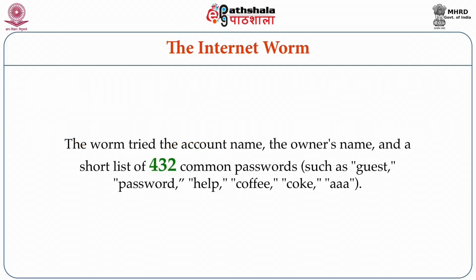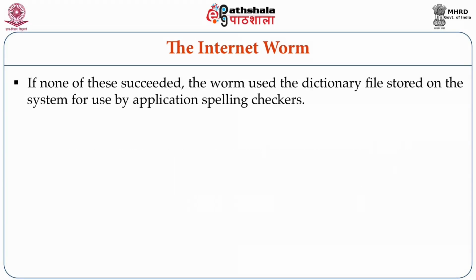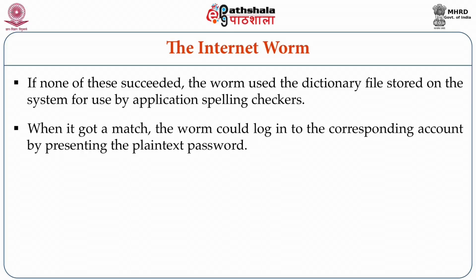The worm tried the account name, the owner's name, and a short list of 432 common passwords such as guest, password, help, coffee, coke, AAA. If none of these succeeded, the worm used the dictionary file stored on the system for use by an application spelling checker. When it got a match, the worm could log into the corresponding account by presenting the plaintext password.